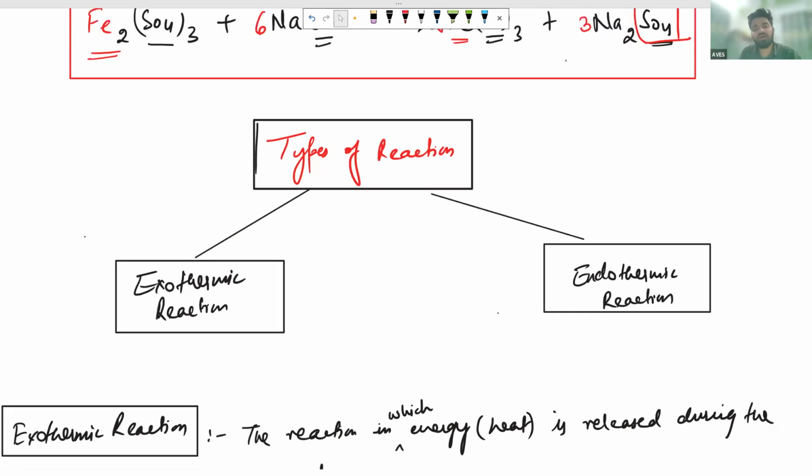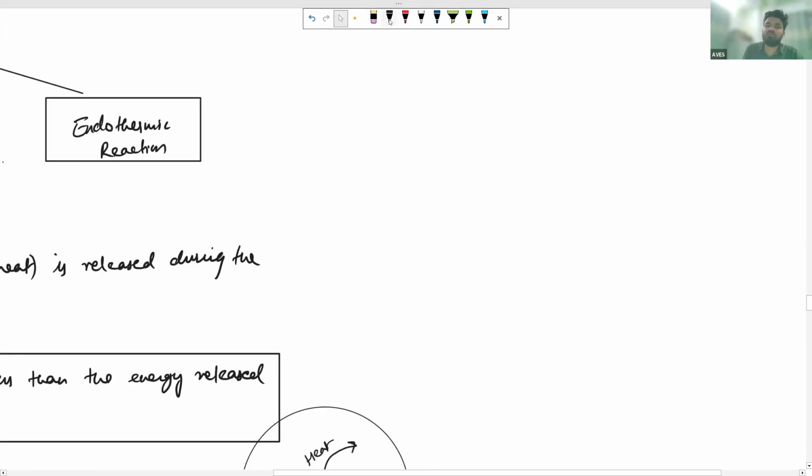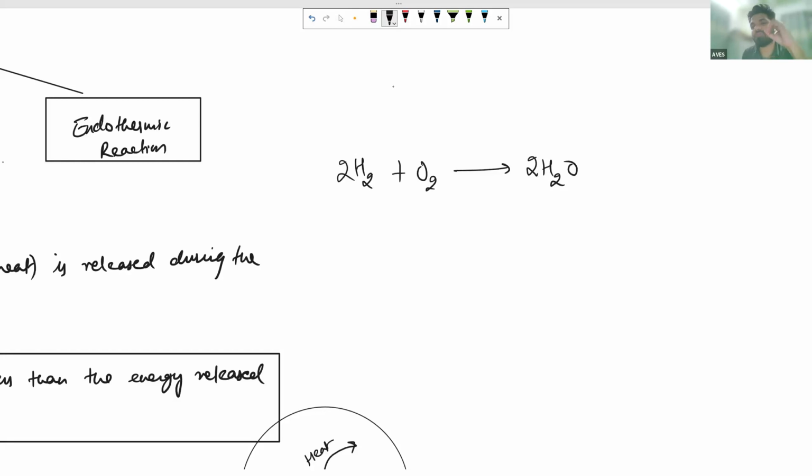Yes, sir. Note it down: the reaction in which heat is released during the reaction is known as exothermic reaction. Just concentrate here one more time. First, let me explain how the bonds are formed. For example, hydrogen gas reacts with oxygen gas and forms water, H2O, two water molecules. Initially the bond between the two hydrogen atoms will break and the two oxygen atoms will break, and they will rearrange themselves. The two hydrogen atoms and one oxygen atom rearrange themselves this way.